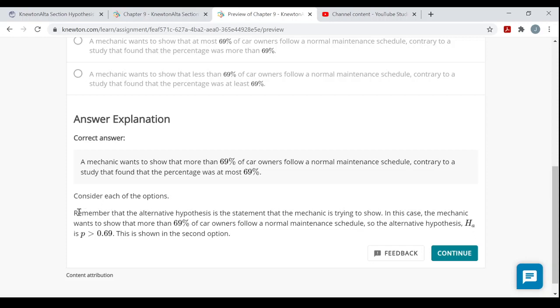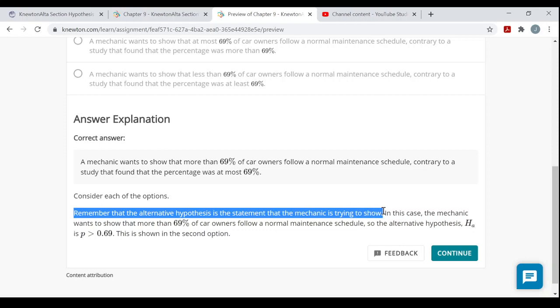Alright, and again, I said it here. The alternative hypothesis is the statement you're trying to show. So if they say some researcher, some mechanic, some accountant, whoever's doing the study, is trying to show something, that should end up in the alternative hypothesis. And the alternative hypothesis also, remember, does not involve equality. It should have just a greater than, just a less than, or is not equal to.